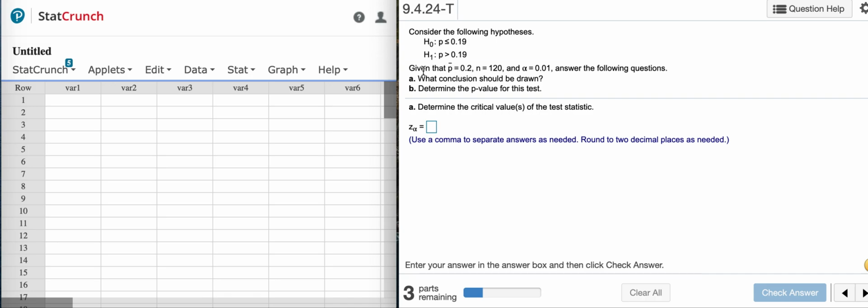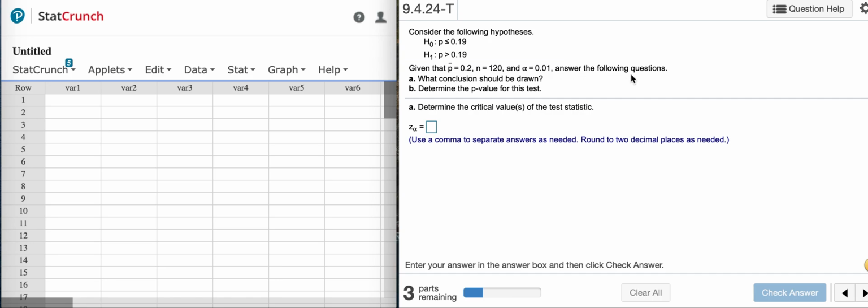So we're given the summary statistics. Our sample proportion is 0.2, n, our sample size, is 120, and the significance level at which we're going to test the claim is 0.01.